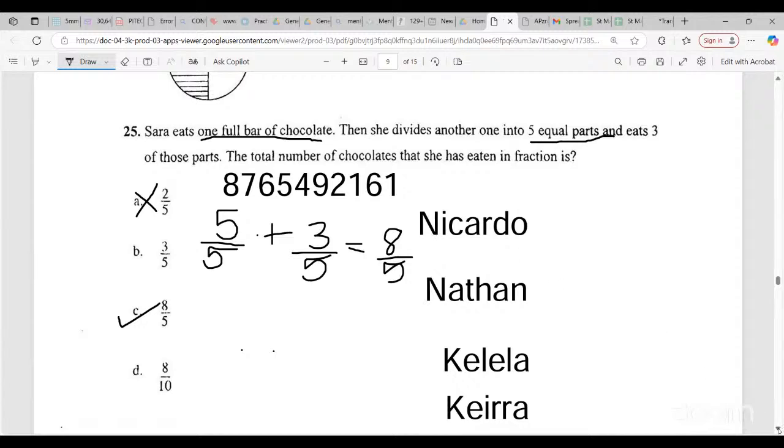Sir, do you want to know how I got A before I picked B? Yeah, tell us. Sir, when I read it again, I realized that I made a mistake. The reason why I picked A, sir, is because I thought it was only about how much is left. If it was 1 and you ate 3, how many left? It would be 2 over 5.